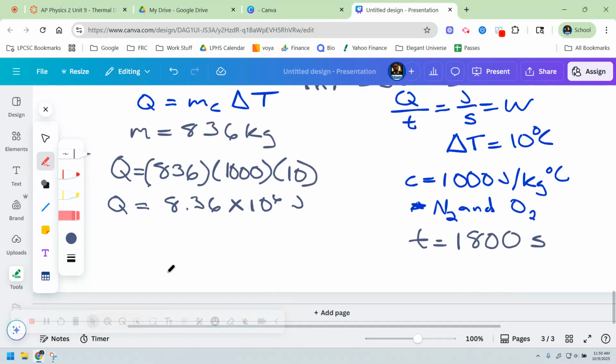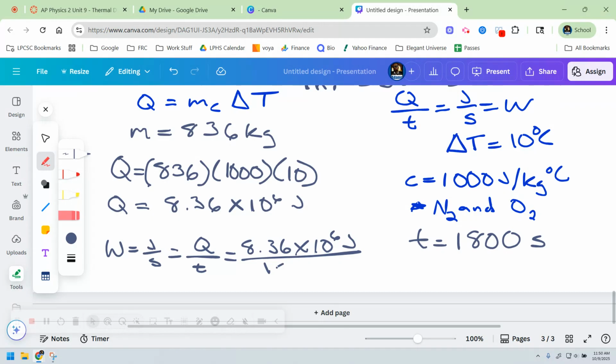And then, so if I want to know the watts, remember that watts is equal to joules per second, or in this case, Q over the time, lowercase t, or 8.36 times 10 to the positive 6 joules per 1800 seconds.